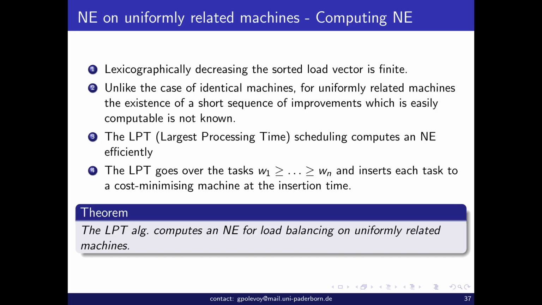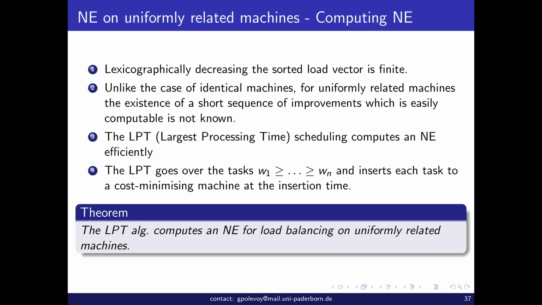In the case of identical machines, we saw that every task can become unsatisfied at most once. If it moves once, we won't move it any more. For uniform related machines, we don't know of a short sequence of movements which is also easily computed. So we need to do something else.